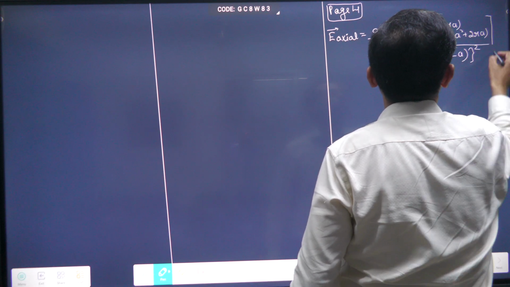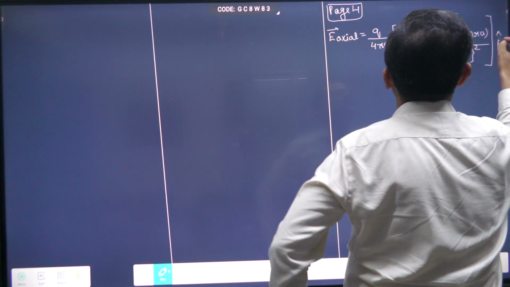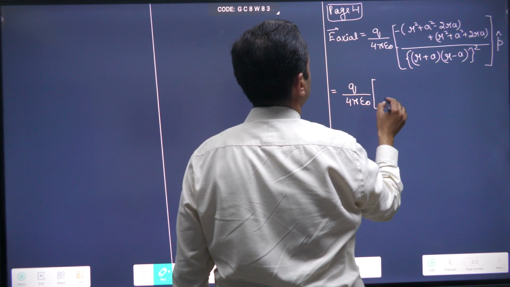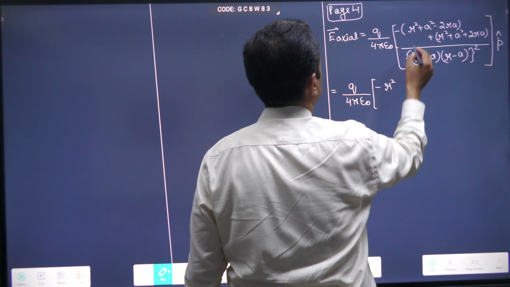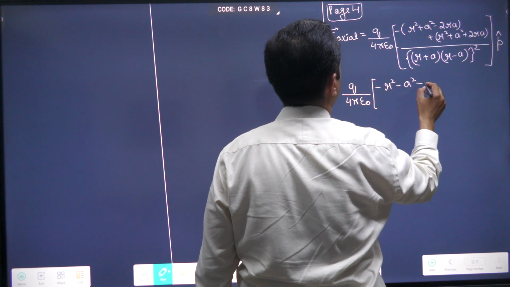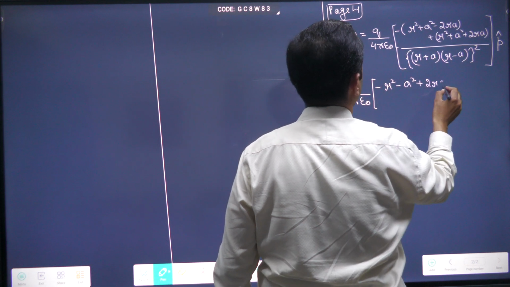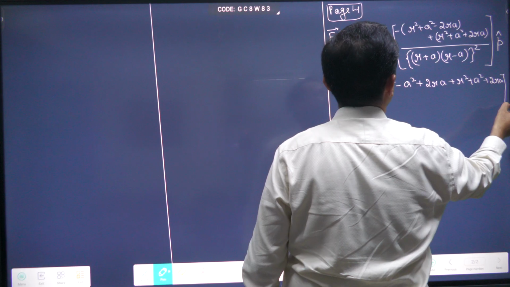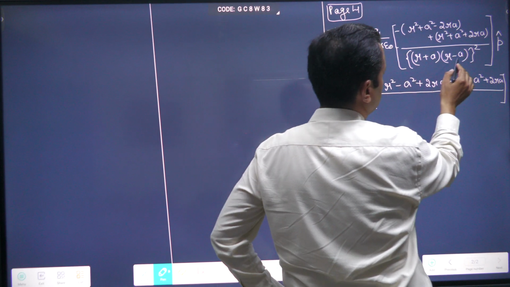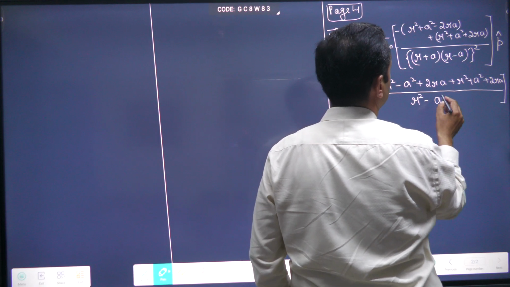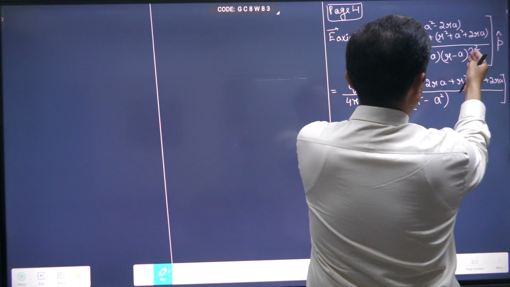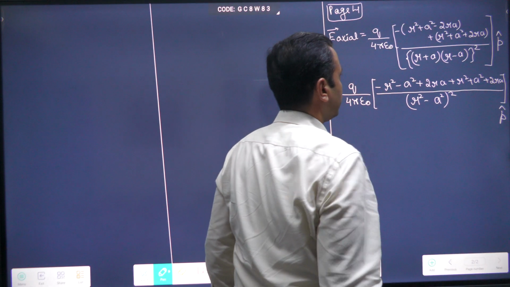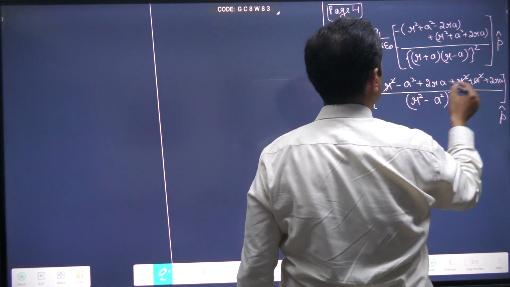whole square, p cap, is equal to q upon 4 pi epsilon naught, minus r square minus a square, minus minus plus 2ra, plus r square plus a square plus 2ra, okay, upon r plus a into r minus a is r square minus a square, and this one is r plus a into r minus a is r square minus a square and its whole square into p cap. Now plus r square minus r square plus a square minus a square.